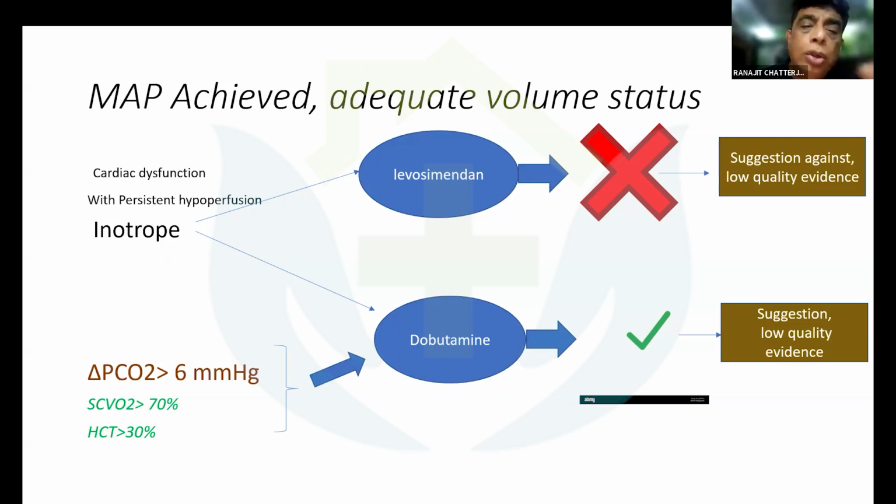Levosimendan has no special advantage over dobutamine. So this is another thing. So I start by vasopressors here.